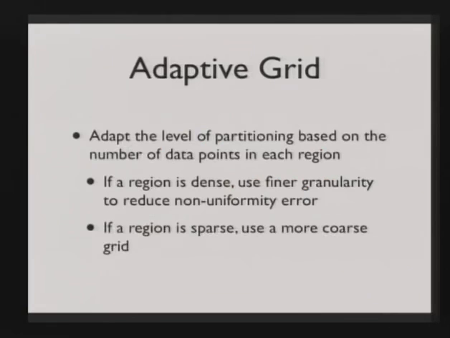And so we introduce a more adaptive method of partitioning, which we call adaptive grids. The main idea behind adaptive grids is that we want to adapt the level of partitioning based on the number of data points in that region. So if a region is very dense, we want to use finer grain partitioning. If it's sparse, a coarser grain partitioning. So how can we do that? We can easily achieve this by just having two levels of partitioning.